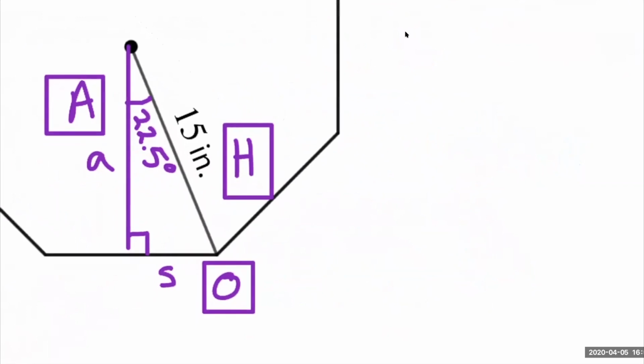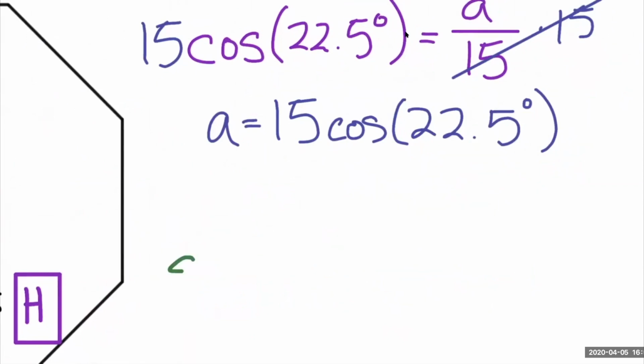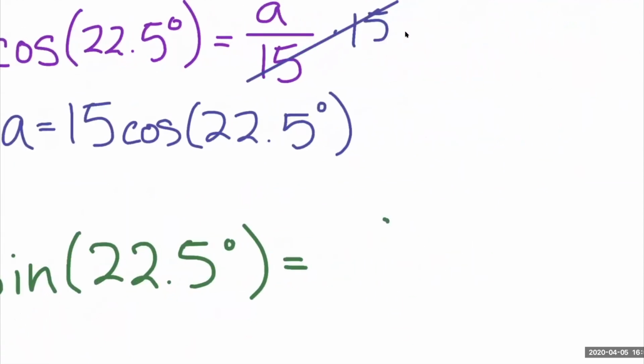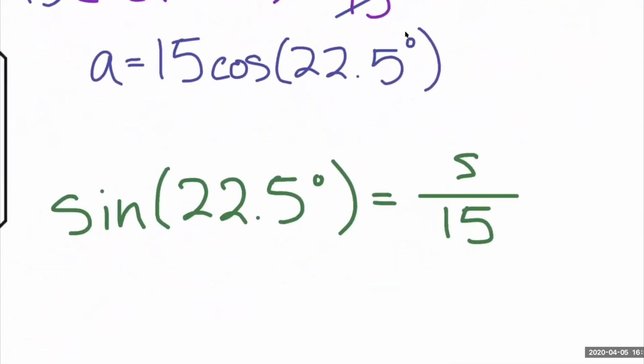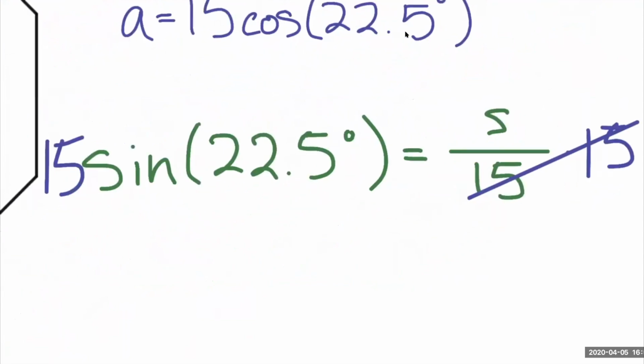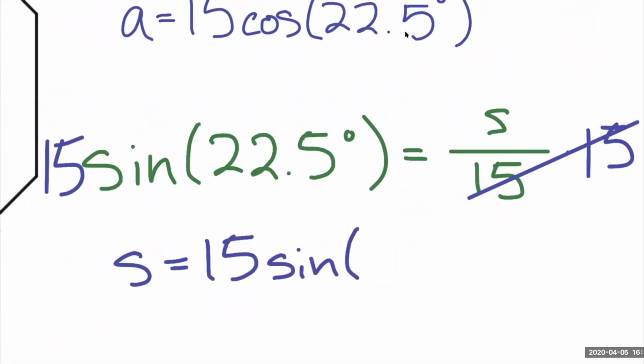All right, but we're working with the opposite and the hypotenuse now. So that means that we're working with the sine function. Sine of 22.5 degrees is equal to the opposite side, our variable S, over the hypotenuse, 15. And we're going to do the same thing that we did before. We're going to multiply by 15 on both sides. And that way the 15s on the right will reduce out, and we're just left with our variable S, which we are trying to solve for. So here, S is equal to 15 times sine of 22.5 degrees.